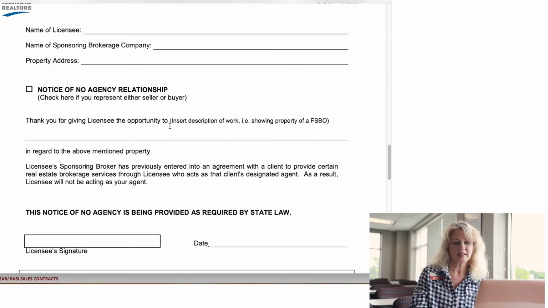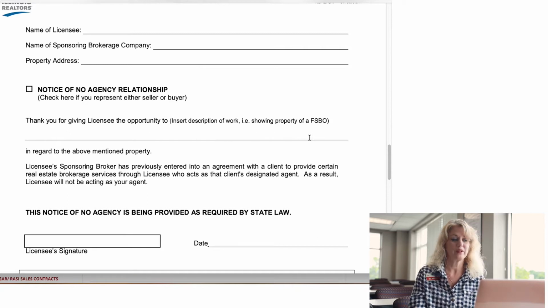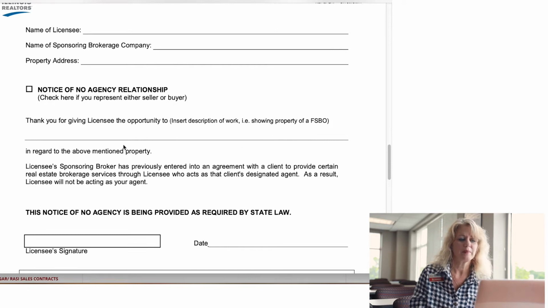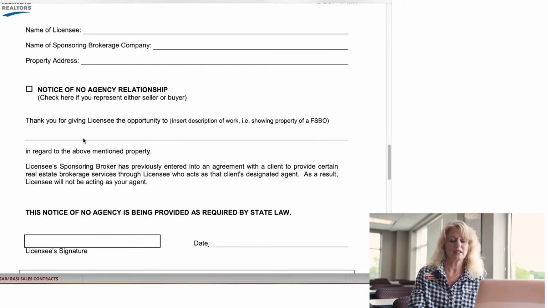Thank you for giving licensee the opportunity to, and then you insert a description of your work. In other words, showing the property of a FSBO. You could say showing the property and presenting an offer of a FSBO if your client decides to offer. But obviously, this form needs to be signed prior to you entering the house. You need to have this agency discussion with the seller. And so you don't know really if you're writing the offer at that point, right?